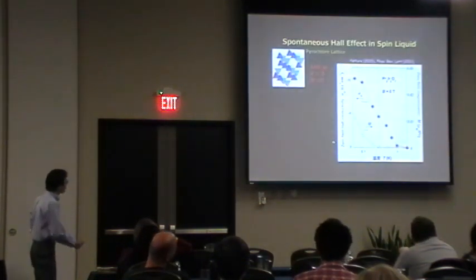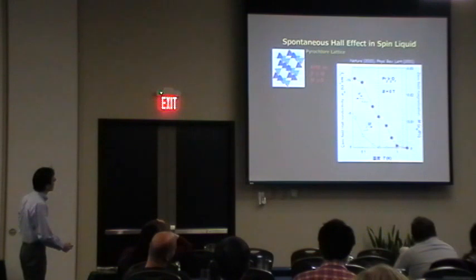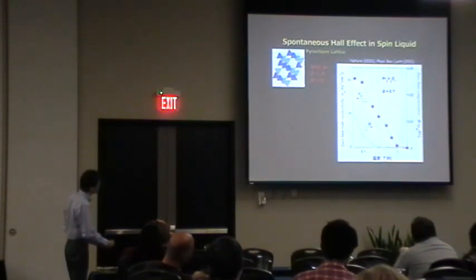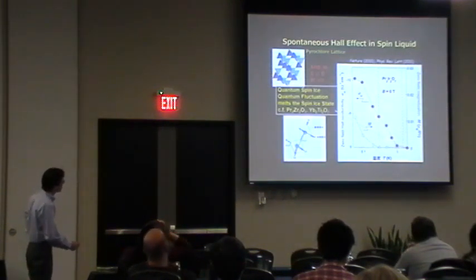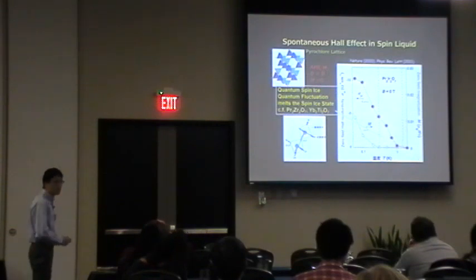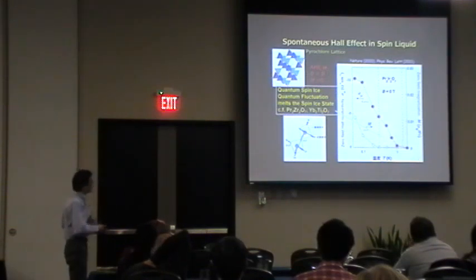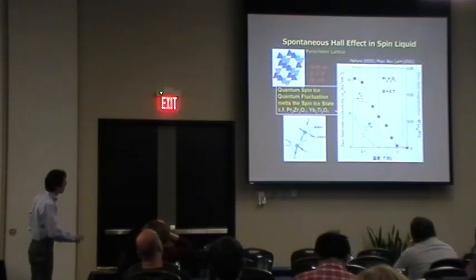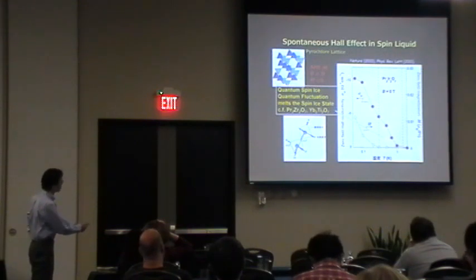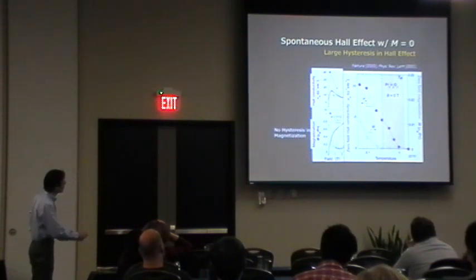So what we found recently is this temperature dependence of the zero-field Hall conductivity, and we found this Hall conductivity is quite large under zero field and almost zero magnetization, or basically small magnetization. And indeed, we found such a spontaneous Hall conductivity in the region where the quantum spin ice is formed. So there's some very unusual state, namely this quantum spin liquid state, inducing spontaneous Hall conductivity. And if you measure Hall conductivity as a function of field, for example, this looks like this.